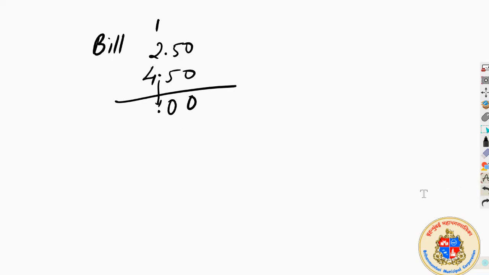Understood. So that technique is very important, so that we will be in a position to write 4 plus 2 plus 1, 7 over here.